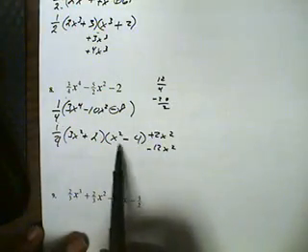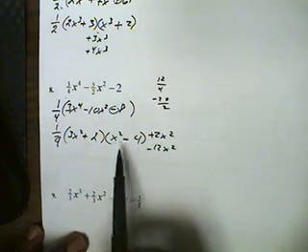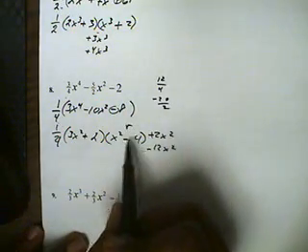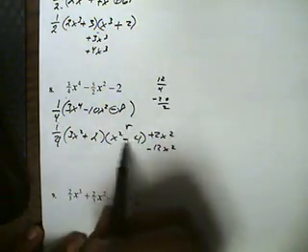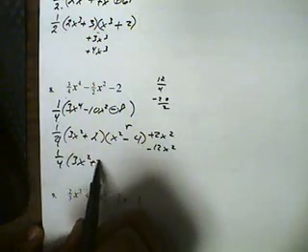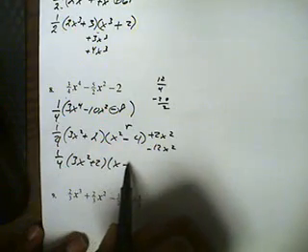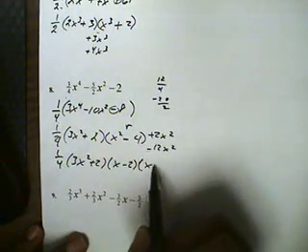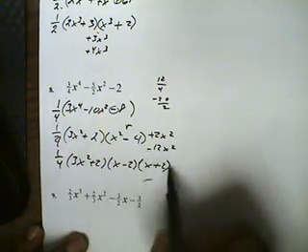Now if you notice, this binomial here is a difference of two squares, so this can be factored further by taking the square root of all those terms. So this is 1/4 times 3x squared plus 2. This will be x minus 2, and then the conjugate x plus 2, which creates the factor.